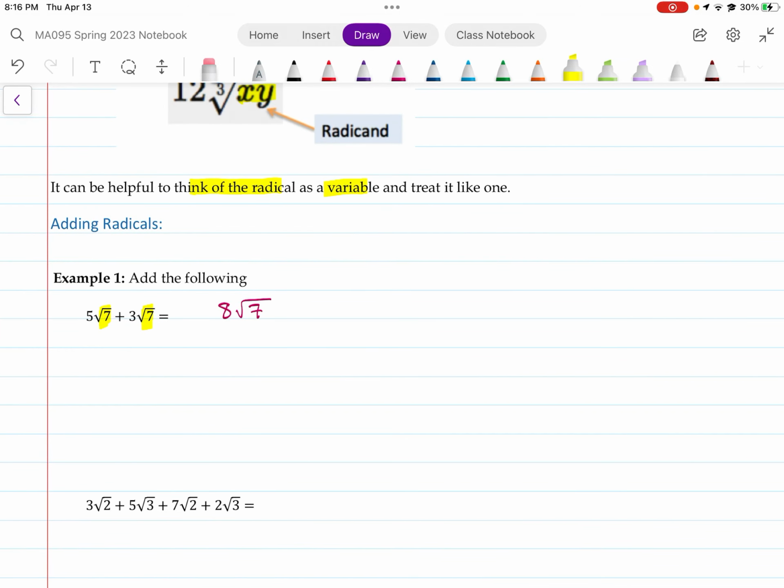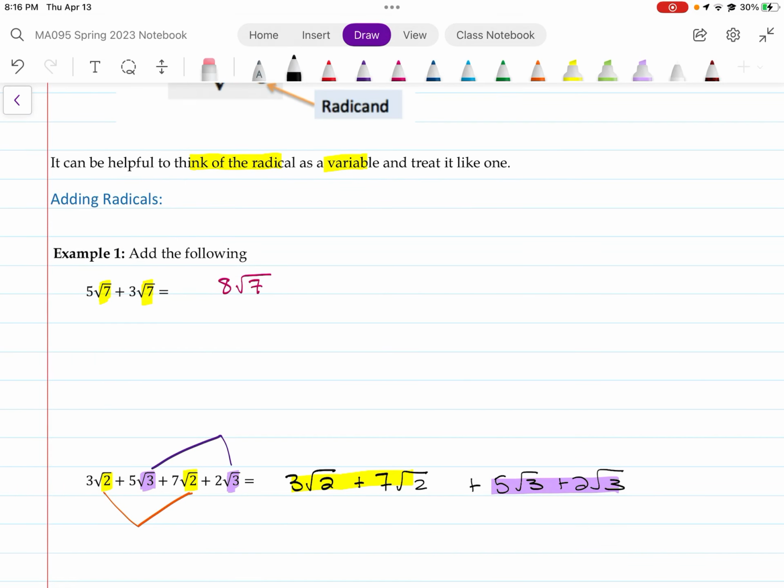Now, this is like having an x and a y. The square root of 2's are common terms, and the square root of 3's are common terms. So we can combine these two, and we can combine these two. All right, so I will rewrite this so that we can see them side by side. 3 square root of 2 plus 7 square root of 2 plus 5 square root of 3 plus 2 square root of 3. So these were the two yellow ones, and these were the two purple ones. All right, so now we're going to combine them. This here becomes 10 square root of 2, and these two become 7 square root of 3. And that is as much as you can do.